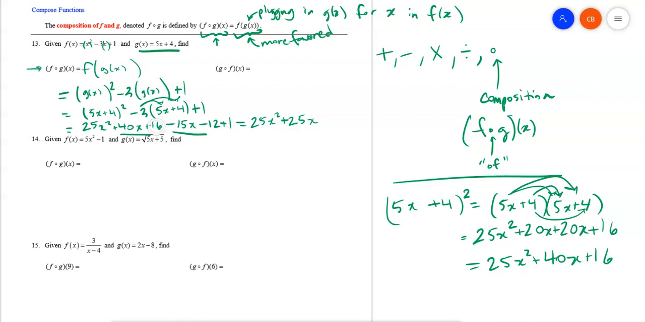And then we have a few of these constants. We have plus 16, and so 16 and then minus 12. 16 minus 12 is 4, and then we need to add the 1, so it will go plus 5 at the end. That will be all of our constants combined. And so that is f of g of x. And that does it for us there.